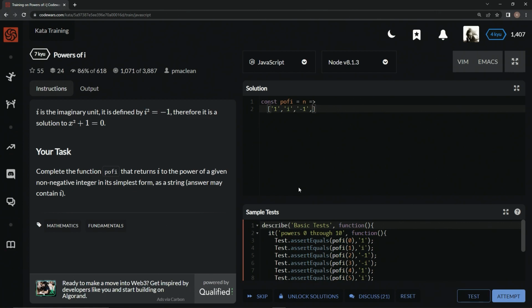And then right here, what's I to the 3rd? That would be I squared times I, right? So it's I times -1, which would make it -I, right? And then to the 4th power would be back to 1, right?